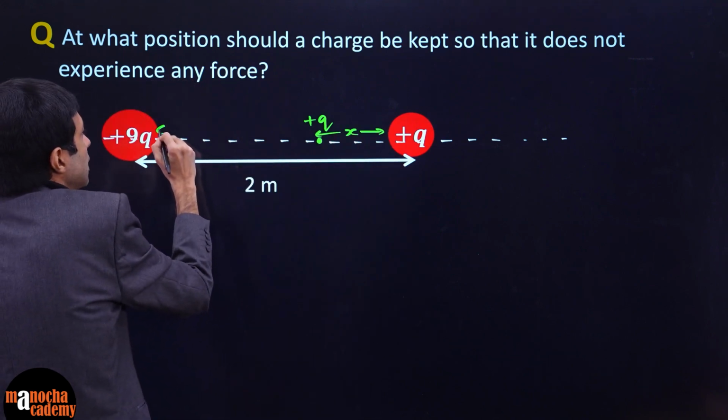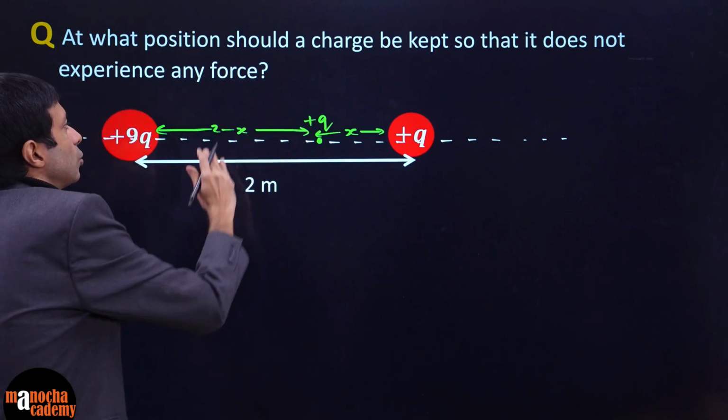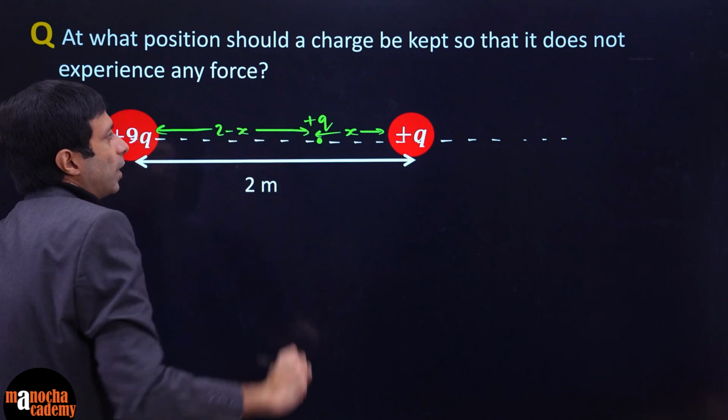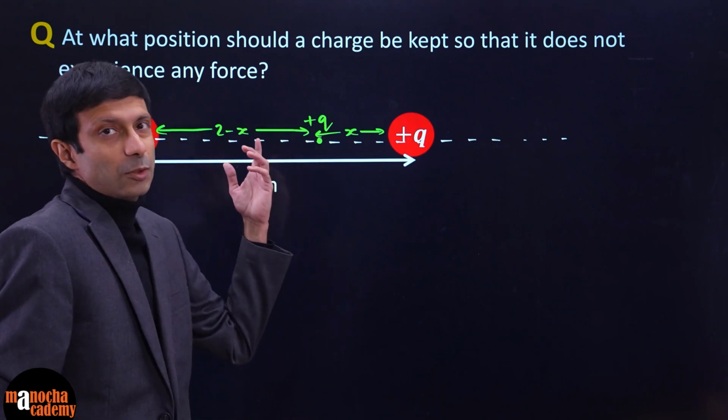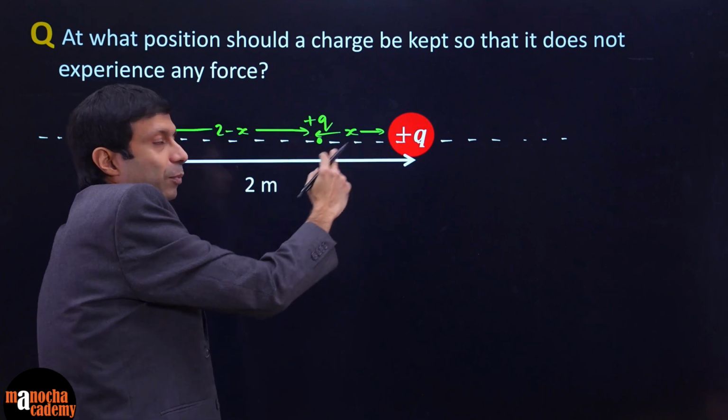And the remaining distance will be 2 minus x. It was given total distance is 2 meters. So x, and we have 2 minus x. So you need to find this position where the two forces due to these cancel. Now, is that possible here?